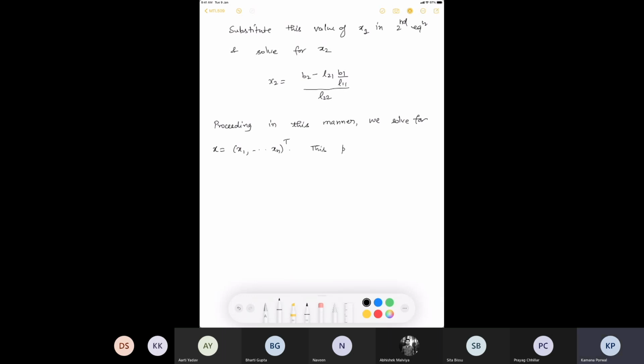So this procedure of obtaining the solution, this is called forward substitution.